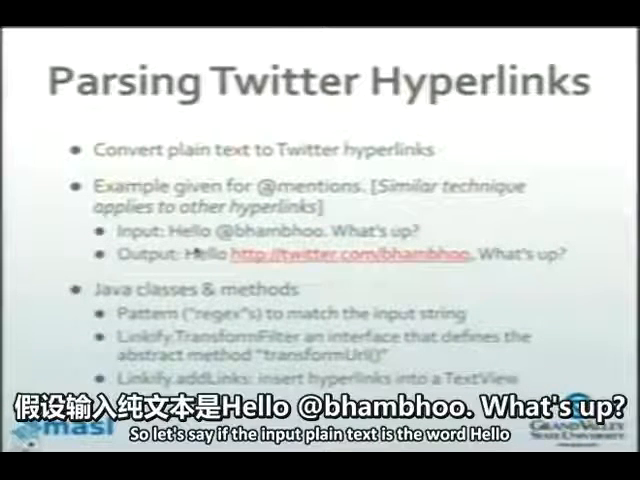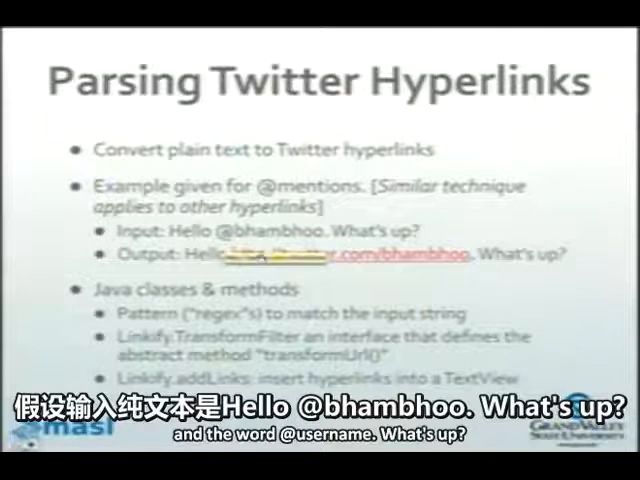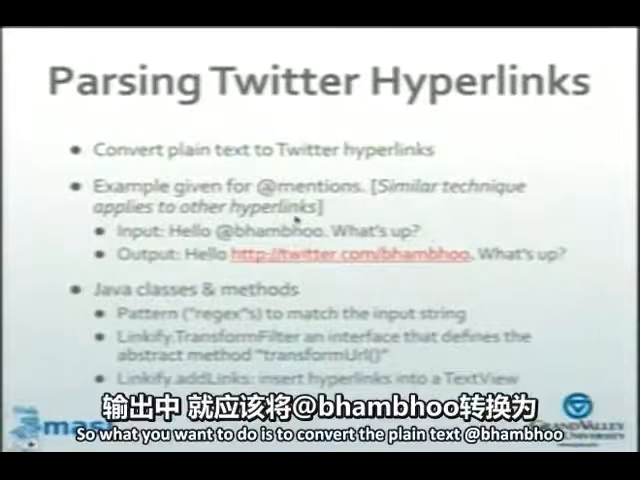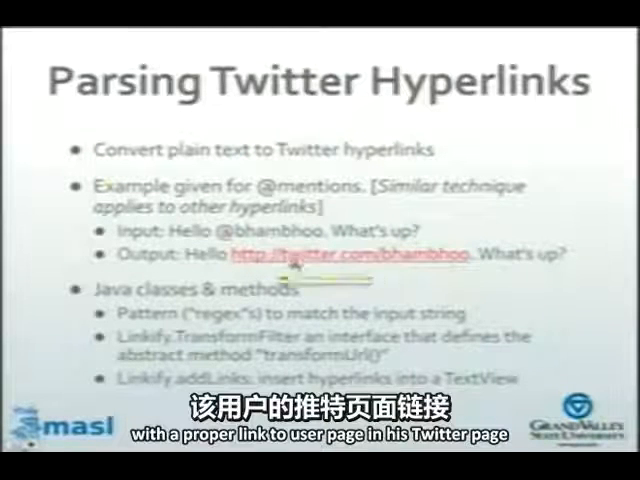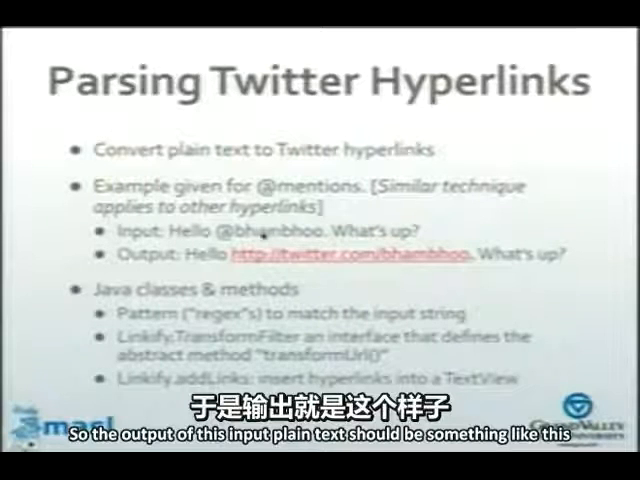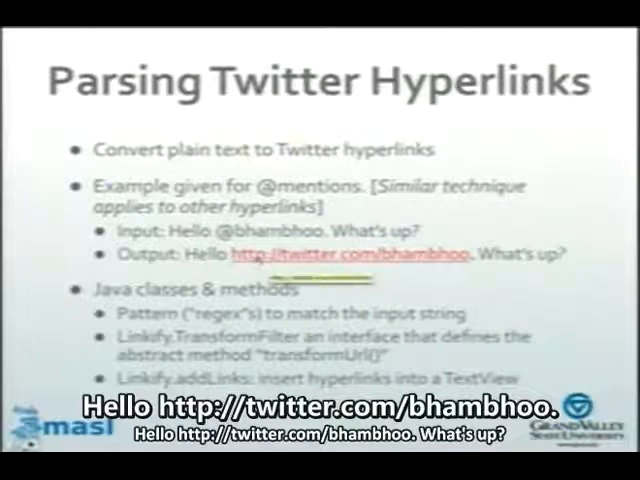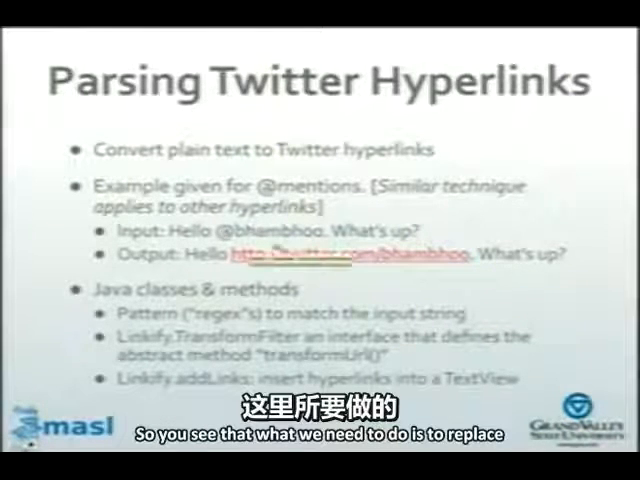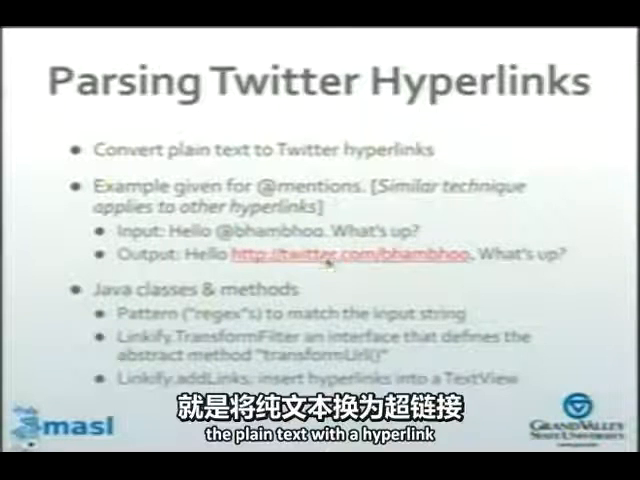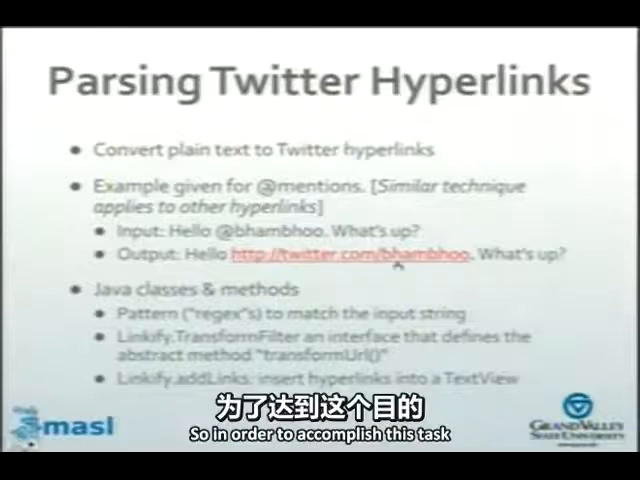So let's say the input plain text is the word hello and the word @username, followed by what's up. What we want to do is to convert the plain text @bamboo with the proper link to the user page, his Twitter page. So the output of this input plain text should be something like this: hello http://twitter.com/bamboo. So you see that what we need to do is to replace the plain text with a hyperlink.